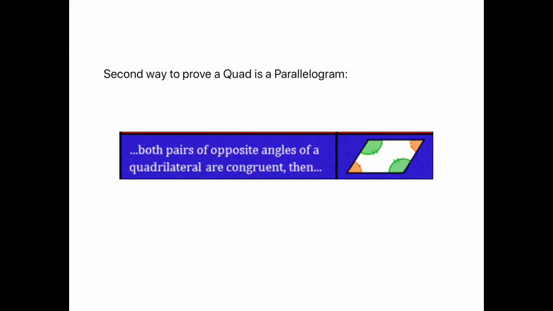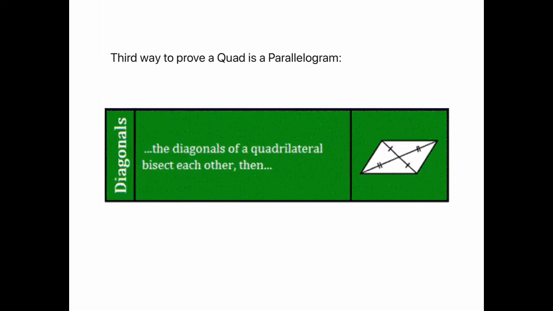The second way that you can prove that is using the angles. If both pairs of opposite angles of a quadrilateral are congruent, so here, this one here, and this one here, if both of those are congruent, then that quadrilateral is a parallelogram. The third method is by using the diagonals. If the diagonals of a quadrilateral bisect each other, then that quadrilateral is a parallelogram.